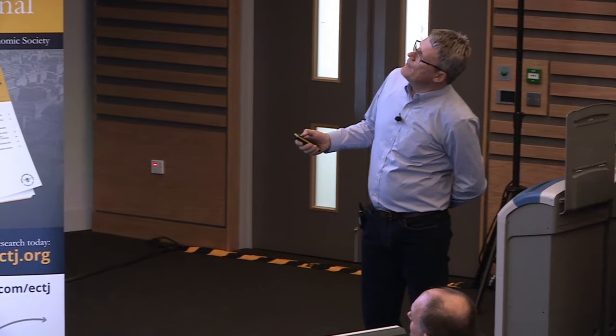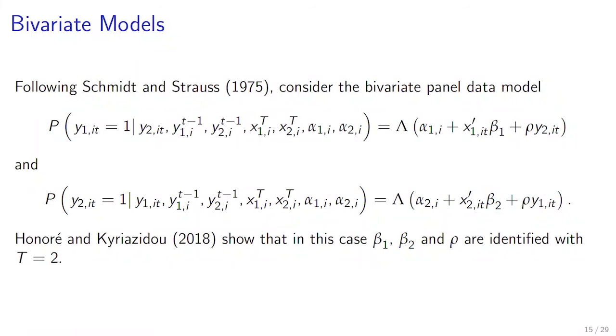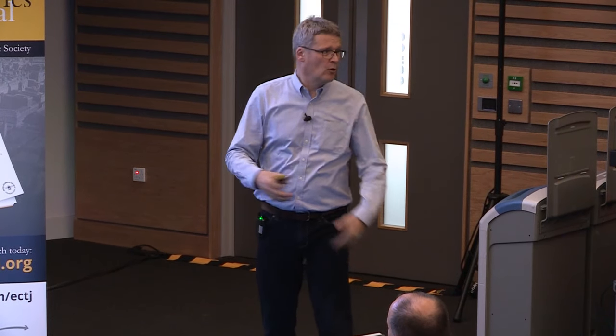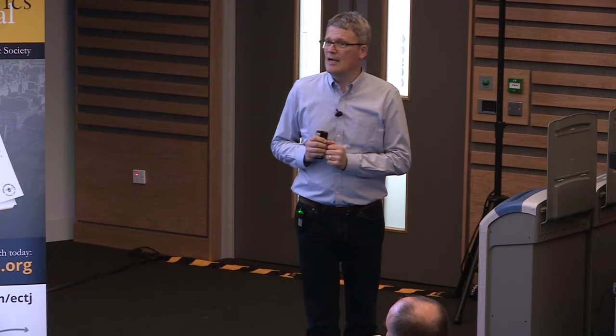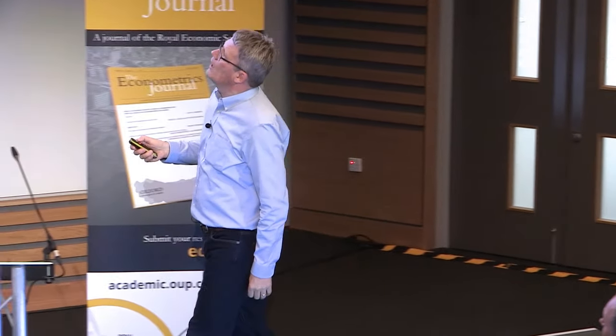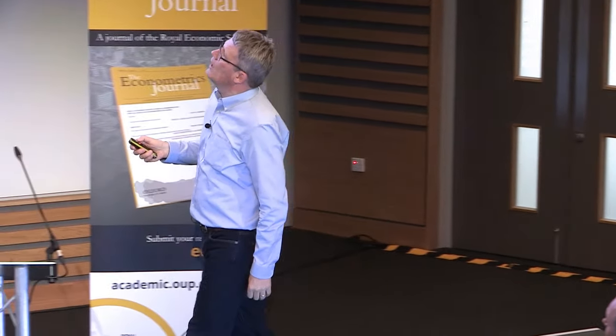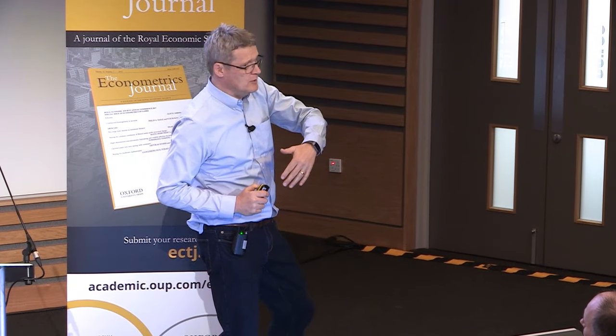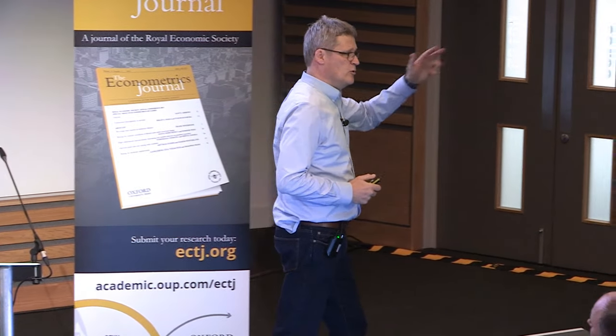In particular, there's a paper by Smith and Strauss where they said, suppose we have 2 binary outcomes for a given individual, say whether you're married and smoking or whatever, and you might think that they're correlated with each other somehow. Suppose we want the distribution of y1 conditional on y2 to be a logit, and the distribution of y2 conditional on y1 to be a logit, then you can reverse engineer a joint distribution of y1 and y2 for which that's true.